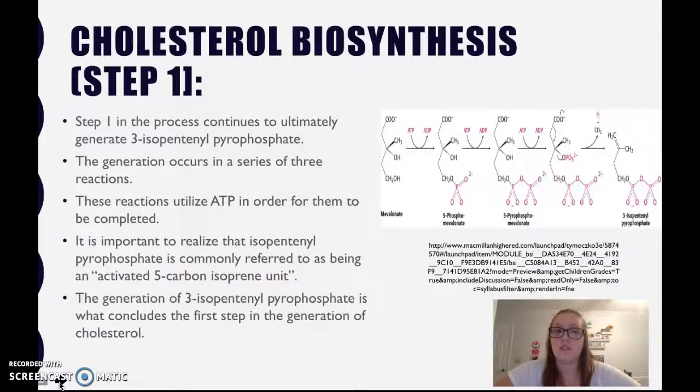Moving forward to the second half of step 1. Step 1 in the process continues to ultimately generate isopentyl pyrophosphate. This generation occurs in a series of 3 reactions. These reactions utilize ATP in order for them to be completed, which is seen right in the figure to the right. It is important to realize that isopentyl pyrophosphate is commonly referred to as being the activated 5-carbon isoprene unit. This generation of isopentyl pyrophosphate is what concludes the first step in the generation of cholesterol.